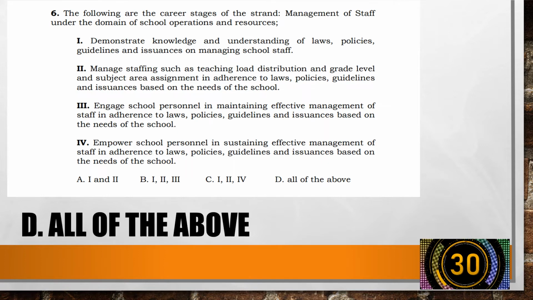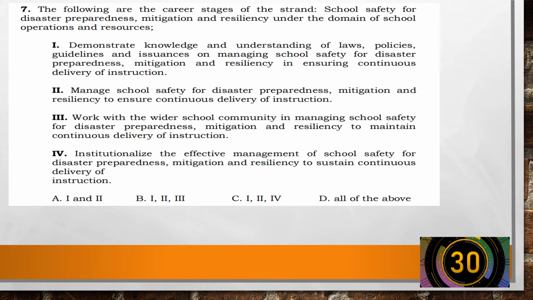And the correct answer is letter D, all of the above. Number 7. The following are the career stages of the Strand School Safety for Disaster Preparedness, Mitigation, and Resiliency under the domain of school operations and resources. Roman numeral 1. Demonstrate knowledge and understanding of laws, policies, guidelines, and issuances on managing school safety for disaster preparedness, mitigation, and resiliency, and ensuring continuous delivery of instruction.